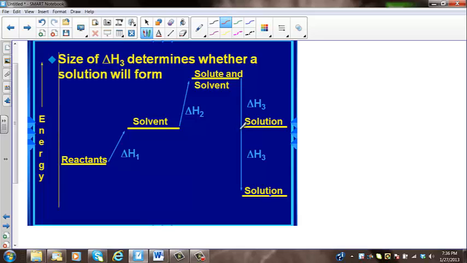Now, let's say that the delta H3 stopped here at the first solution line. Then, basically the products would be higher than the reactants. Therefore, our delta H of the solution would be positive or endothermic. If the delta H3 of the solution ended here, then our products of the solution would be lower than that of the reactants, and therefore our delta H of the solution would be negative, and that process would be exothermic.